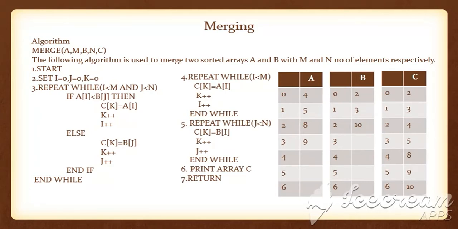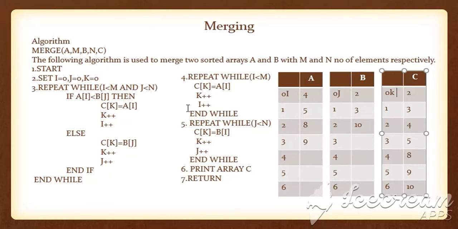Okay, so here I have taken A and B, and in the second step you can see three variables I, J, K are initialized to 0. Here, variable I is used to access the elements of array A, J is used to access the elements of array B, and K is used to access the elements of C.